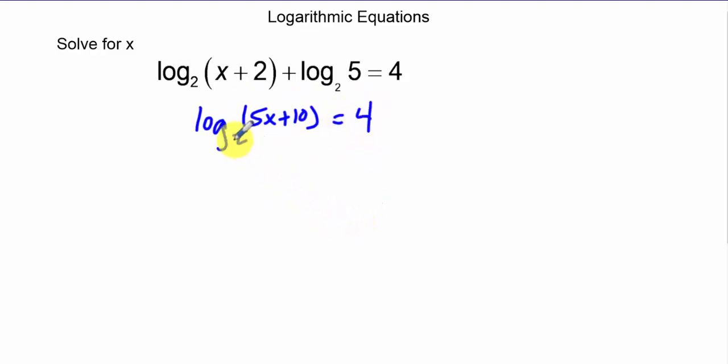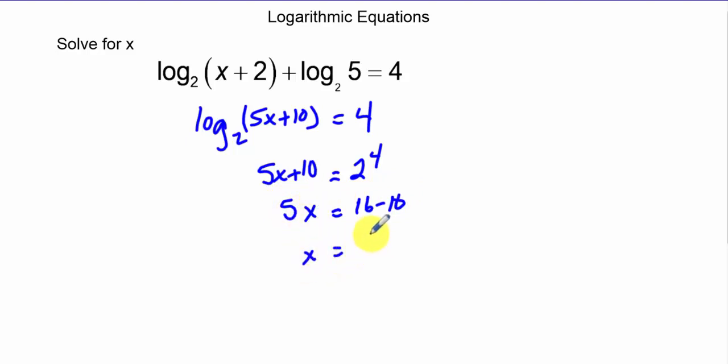From here, what I would do is slide the base to the other side, so I have 2 to the 4th is equal to 5x plus 10, and then we know that 16 minus 10 is 5x, so x equals 6/5.